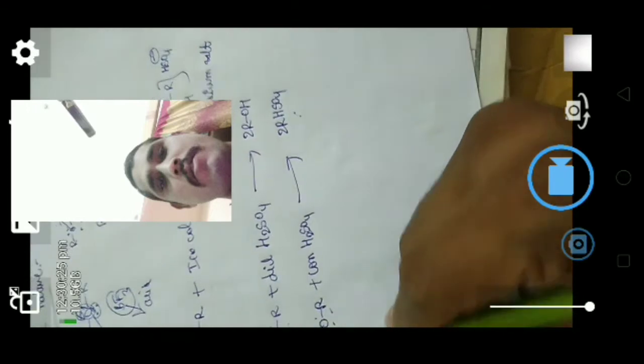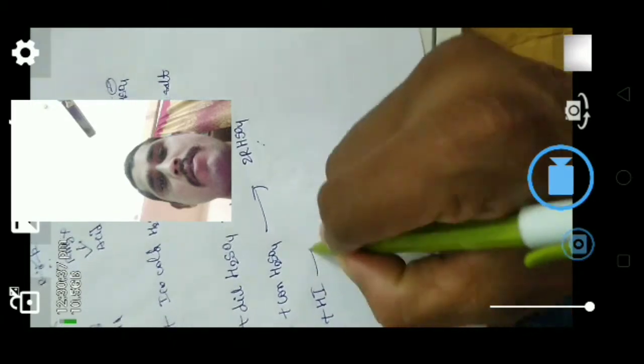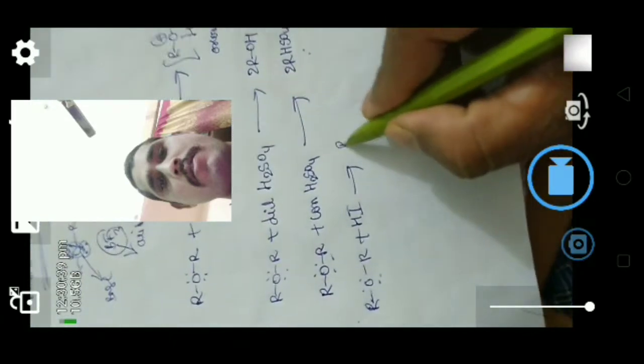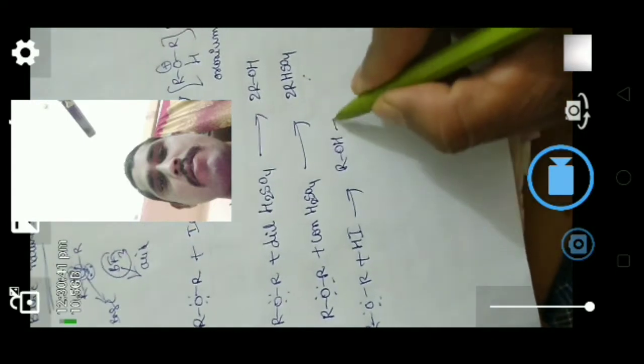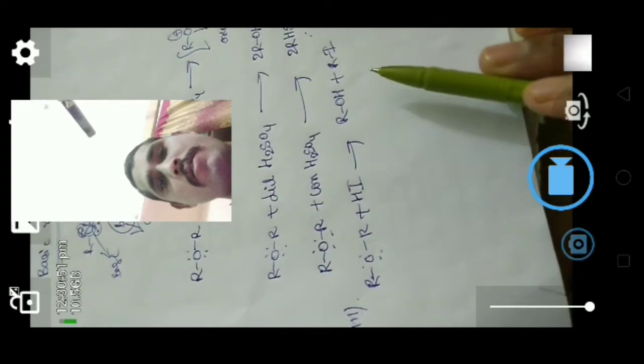Here the third reaction: ether, when we react with hydrogen halide, for example HI, hydrogen iodide, gives one molecule of alcohol and another molecule of alkyl iodide, an alkyl halide. Here the ether, when you react with hydrogen iodide, gives alcohol and alkyl halide.